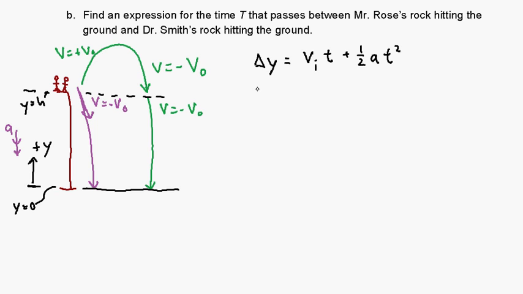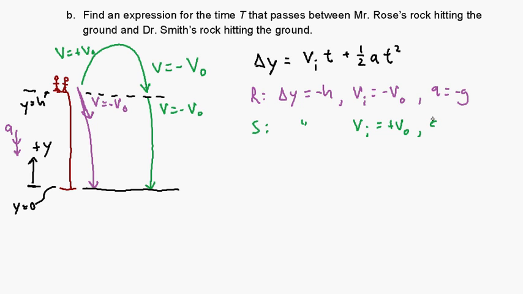And what you will do then is, for each of them, substitute the appropriate initial conditions. So for Rose's rock, delta y is going to be negative h, initial velocity is negative v naught, and acceleration is negative g. For Smith's rock, same delta y, vi is positive v naught, and the same acceleration.